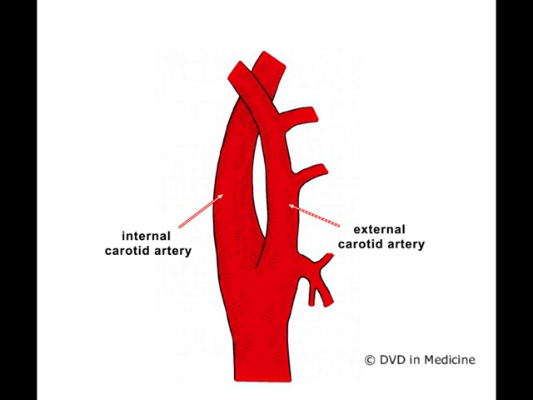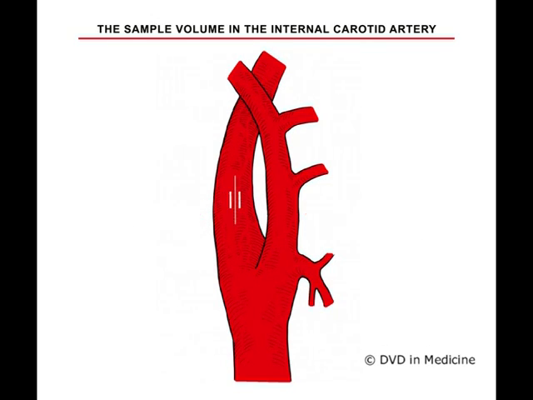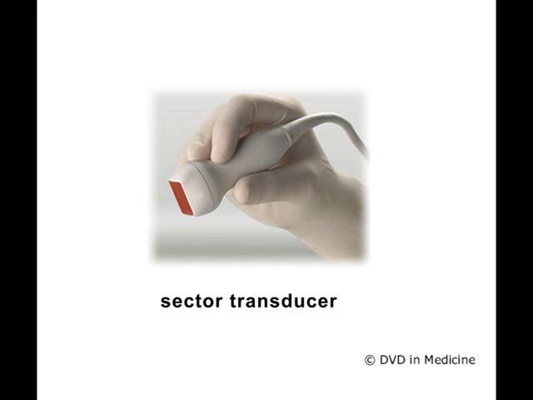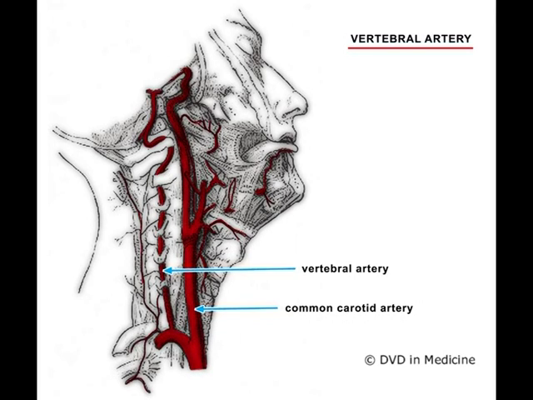The internal and external carotid arteries also have different audio signals. The audio signal from the internal carotid artery is softer and more wispy compared to the signal from the external carotid artery. In most cases, one can differentiate the internal and external carotid arteries during the first stage of scanning by using the sector or microconvex transducer for identifying the course of the vessels.